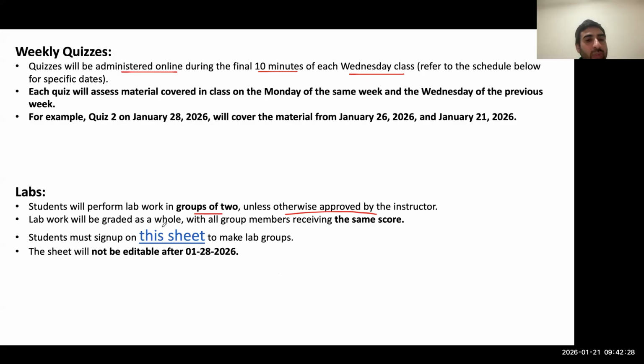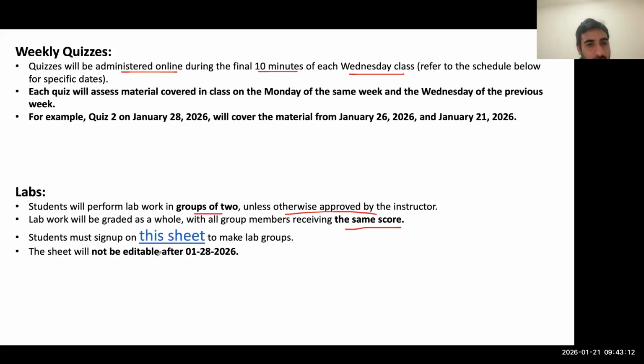Lab work will be graded as a whole, which means that all group members will receive the same score. We will not grade or assess your work on the individual level. So if there are two students, both of them will get the same score. This is also meant to motivate every one of you to put your best effort into the lab work, because if you are not doing so, you are not only hurting yourself, you will be hurting your group member.